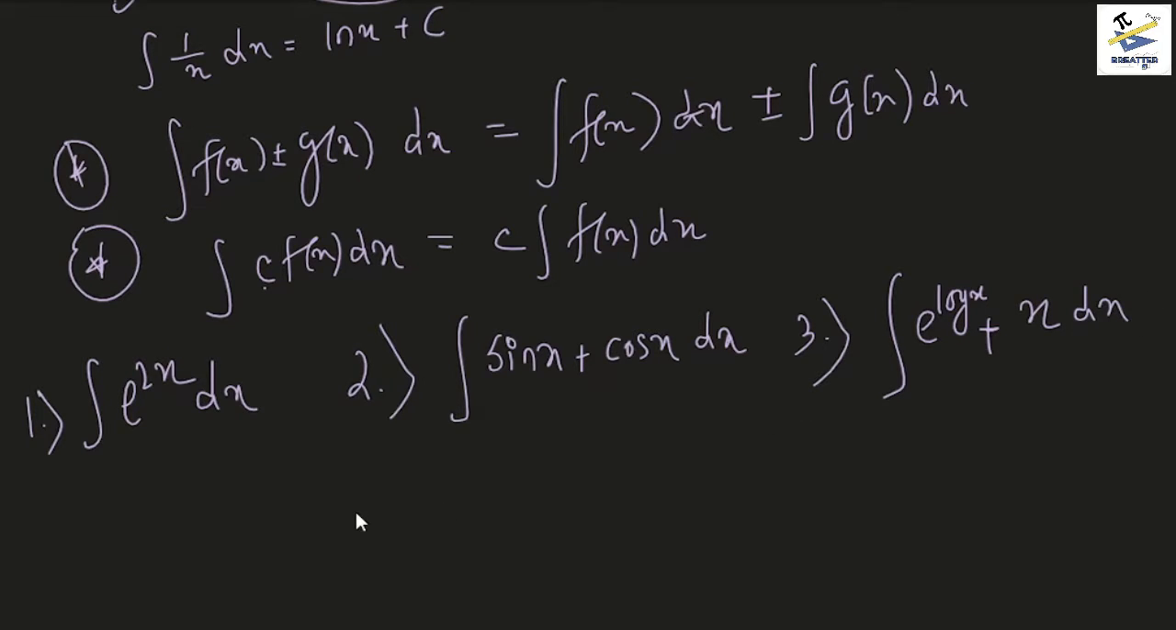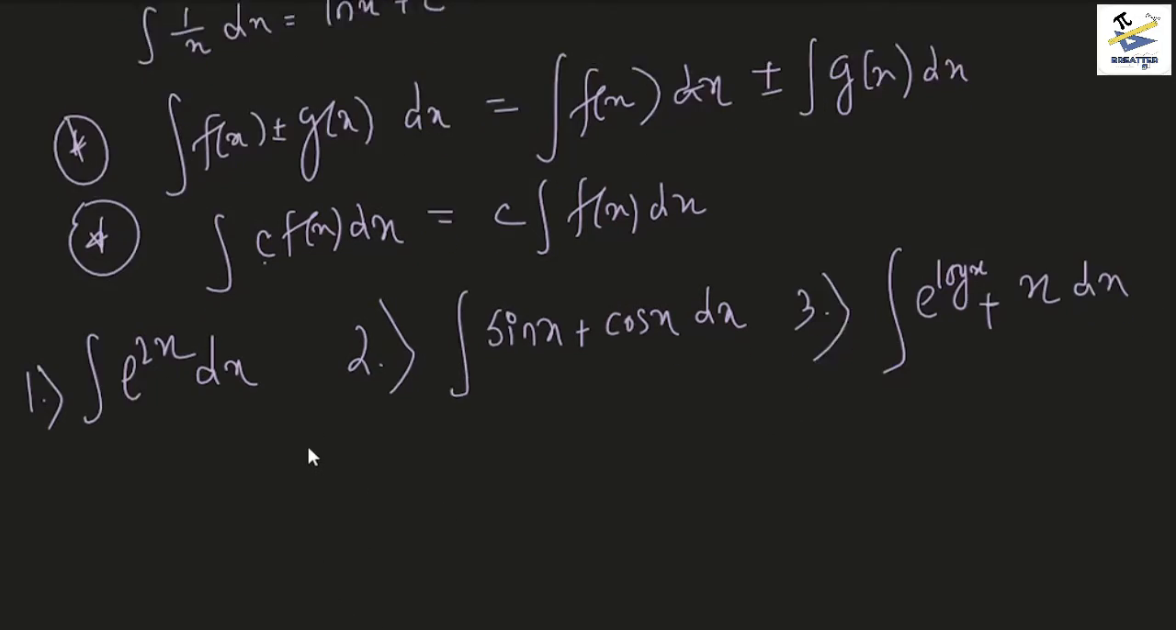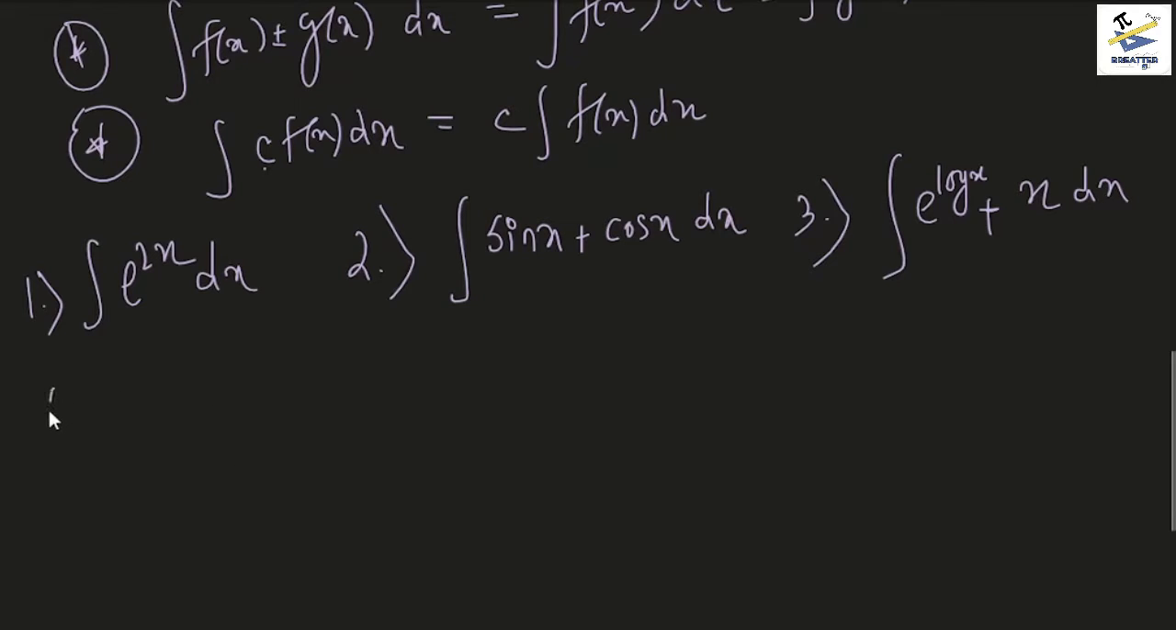So let us try to evaluate all three of them. The solution for 1, as you can see, it's just e to the power 2x dx. What we can do here is we can write the integral of e to the power 2x dx equals e to the power 2x divided by 2 plus c, right?